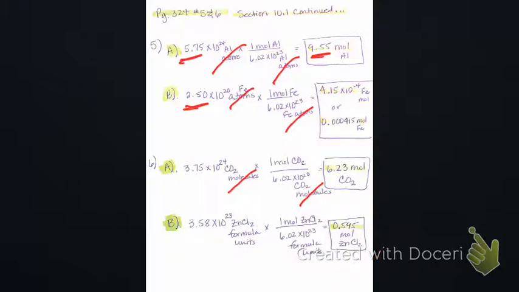Okay, letter B, 3.58 times 10 to the 23rd zinc chloride formula units. These are formula units because, of course, zinc chloride is an ionic compound, and the smallest particle of an ionic compound is, of course, a formula unit. We want our formula units to cancel, so that goes in the bottom. And we have moles on top. We do the math. We want 3 sig figs, and so that takes us to 0.595 moles of zinc chloride.